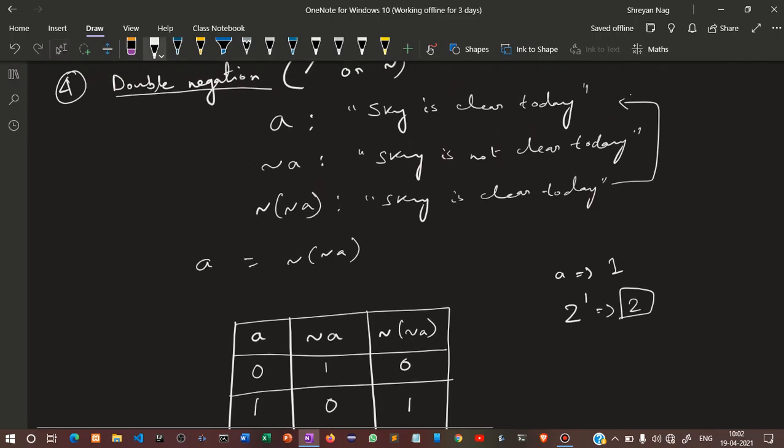You can write "the sky is clear today" like this only: "No, sky is not clear today." So what you are saying, that no, sky is not clear, basically it means that sky is clear today, right? So this is called the double negation.